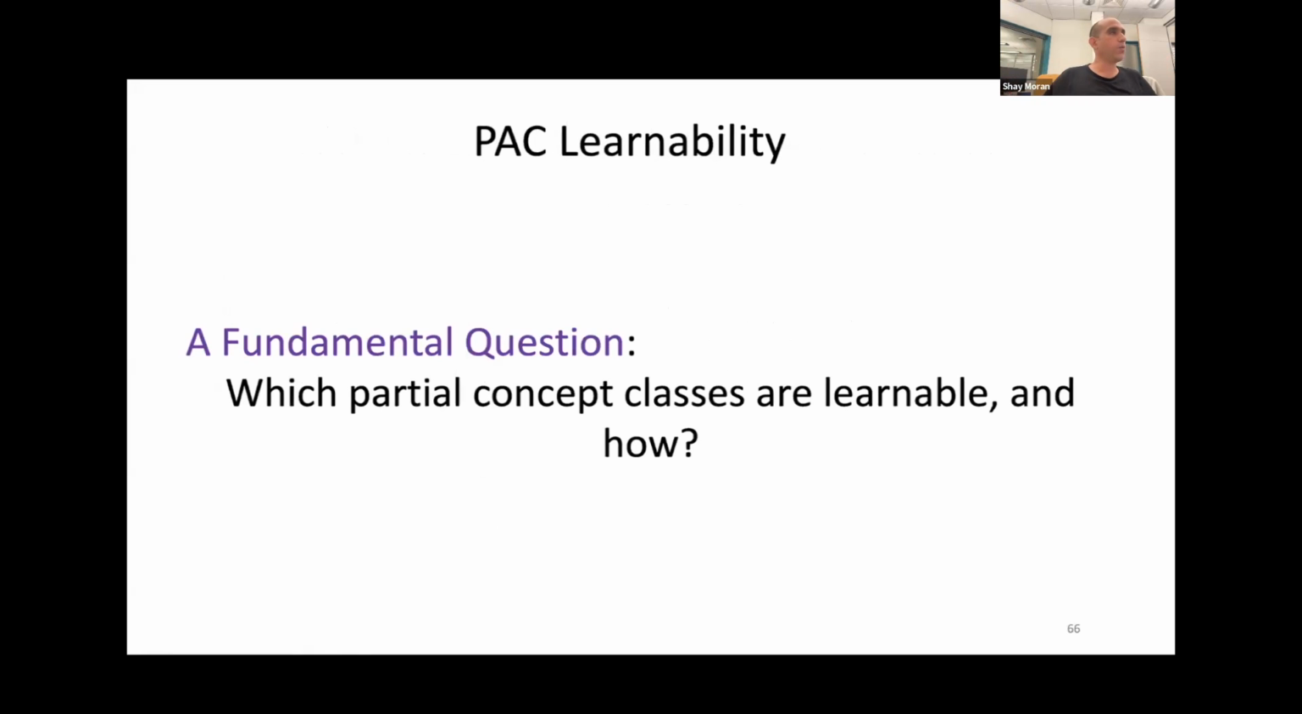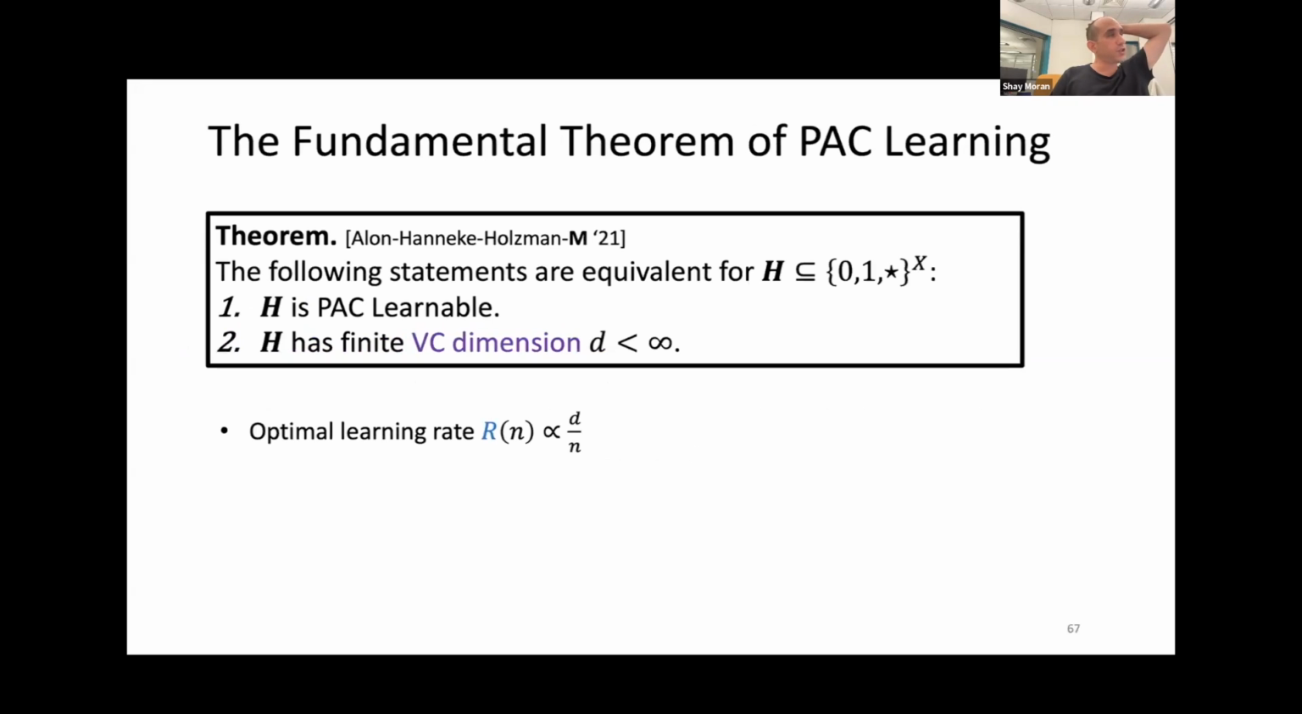Okay, so now we reach this question that we've been pursuing. Which partial concept classes are learnable and how? So the answer to the first question is a little bit boring because it's the same answer as for total concept classes, right? So it turns out that the partial concept class H is learnable if and only if it has a finite VC dimension, and the optimal rate is really the same, D over N.